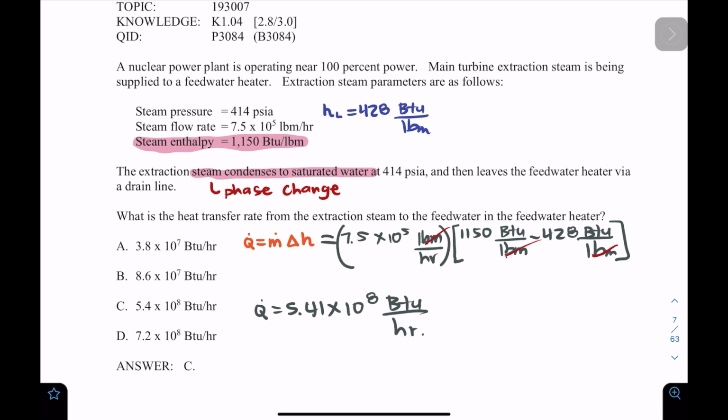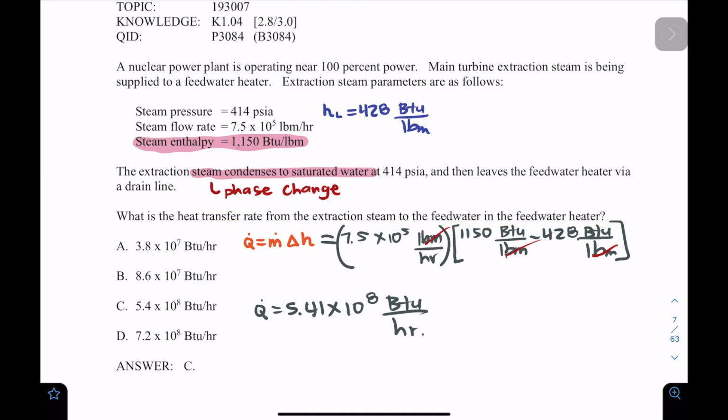Okay, so this other question is P3084, and it states that a nuclear power plant is operating near 100% power. Main turbine extraction steam is being supplied to a feedwater heater. Extraction steam parameters are as follows: it's giving us the steam pressure, steam flow rate, and steam enthalpy. The extraction steam condenses to saturated water, so we have a phase change, right? And then leaves the feedwater heater via the drain line. What is the heat transfer rate from the extraction steam to the feedwater in the feedwater heater?